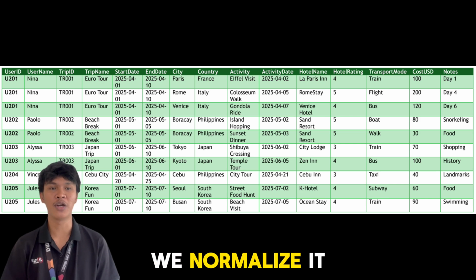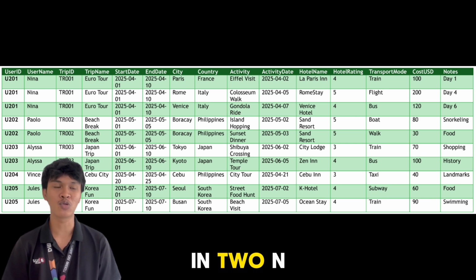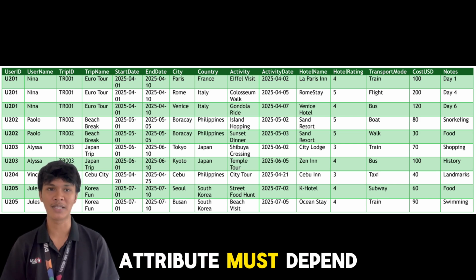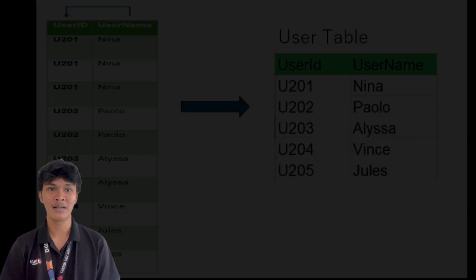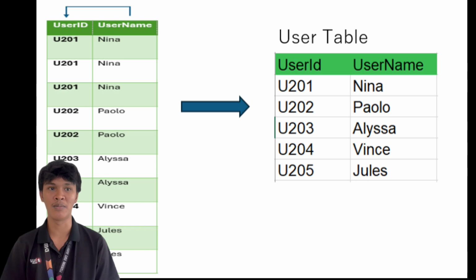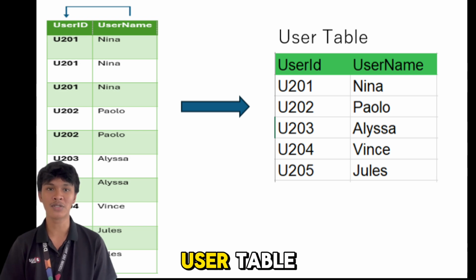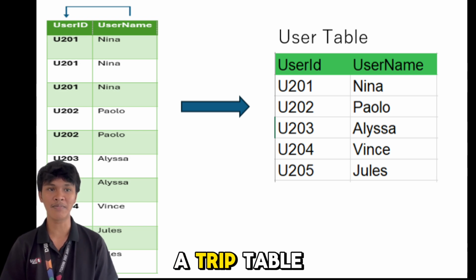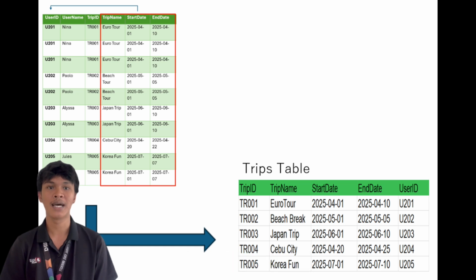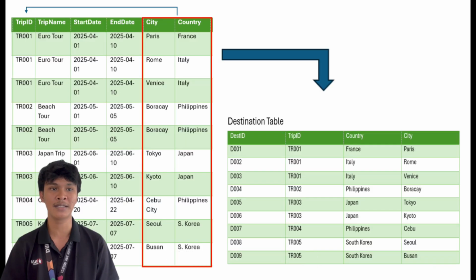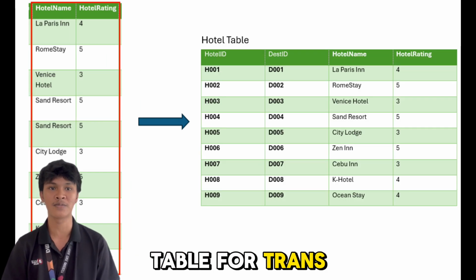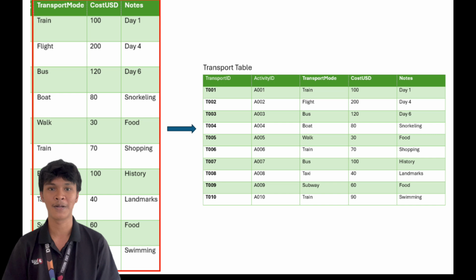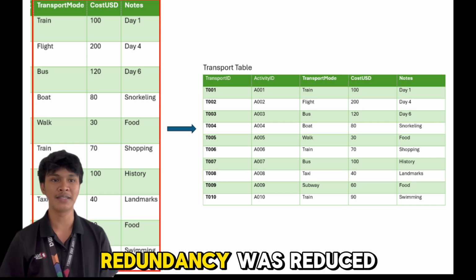To fix this, we normalized it into second normal form. In 2NF, every non-key attribute must depend on the whole primary key. This means splitting the large table into smaller, more focused ones. We create a user table for user details, a trip table linking users to their trips, a destination table for cities and countries, an activity table for trip activities, a hotel table with hotel details, and a transport table for travel modes and costs. The result is that redundancy was reduced.